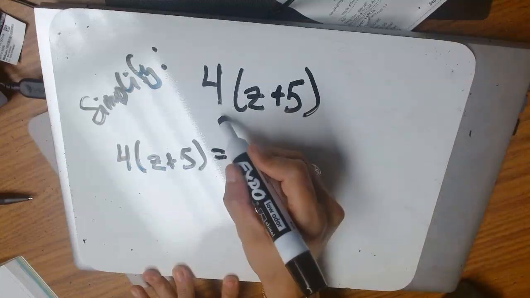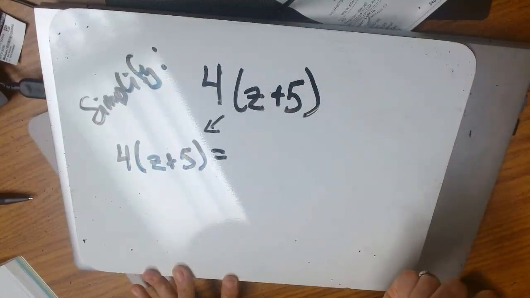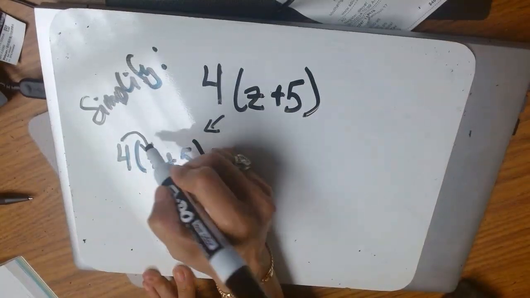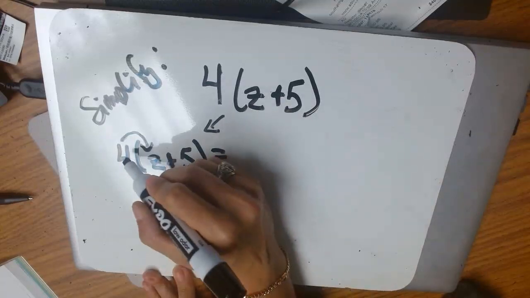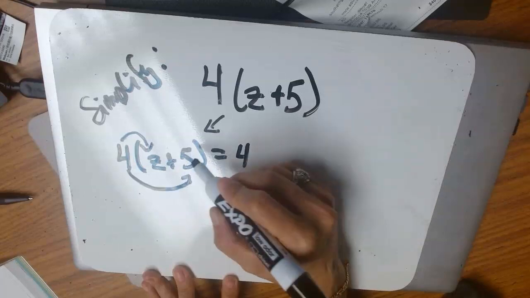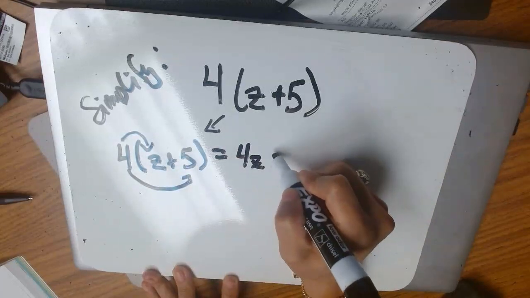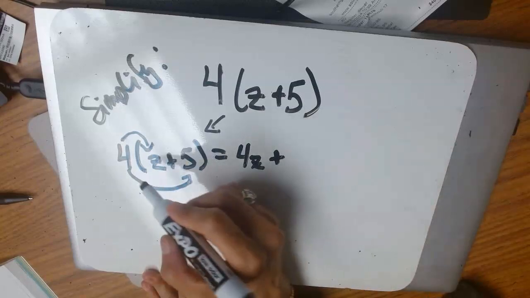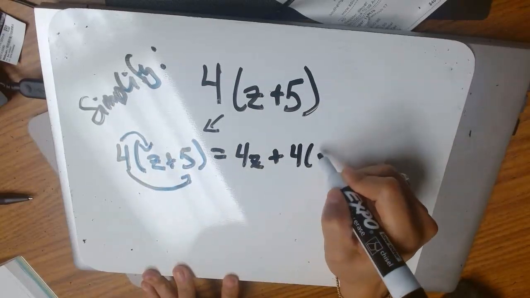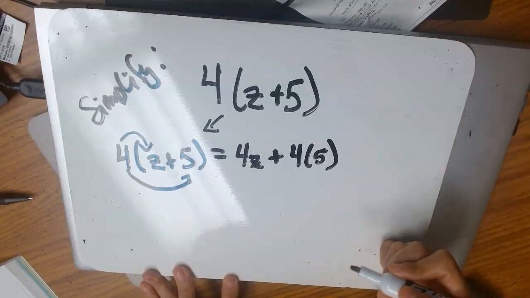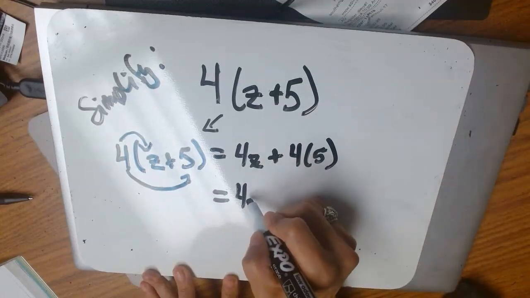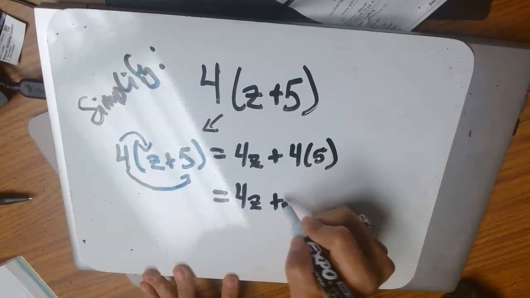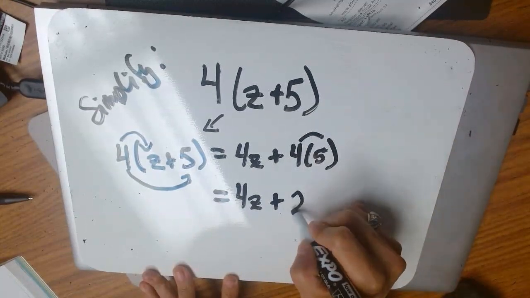Okay, we've rewritten the problem, and now we're going to use the distributive property, and it is used to rewrite the variable expressions without parentheses, because what we're going to do is we're basically going to do 4z and 4 times 5. So it's 4 times z is 4z plus 4 times 5. So as we continue to work it, this is 4z plus 4 times 5 is 20.